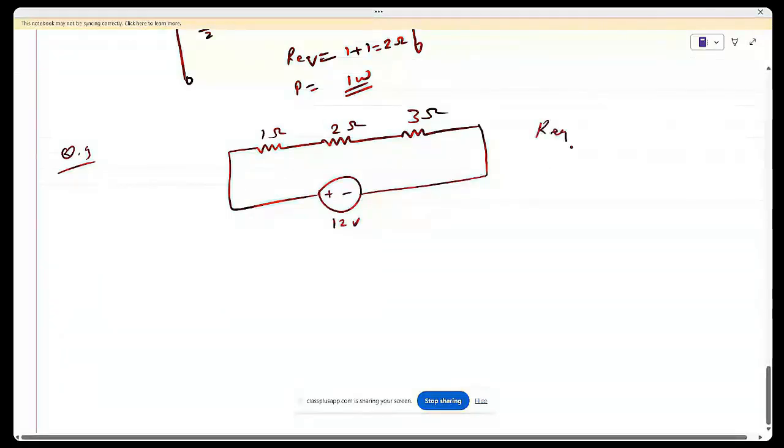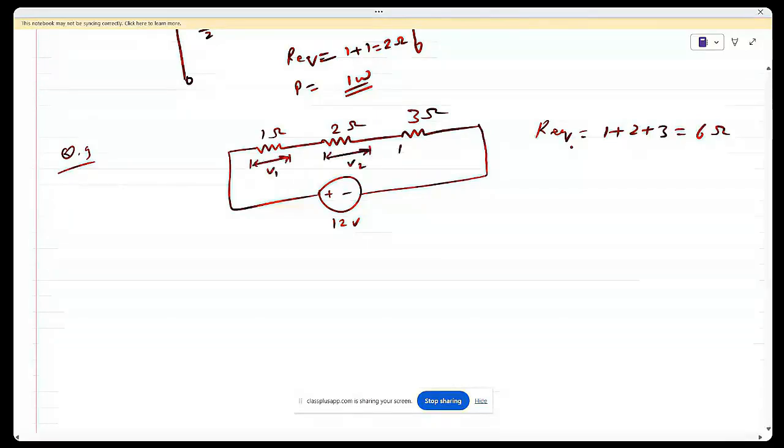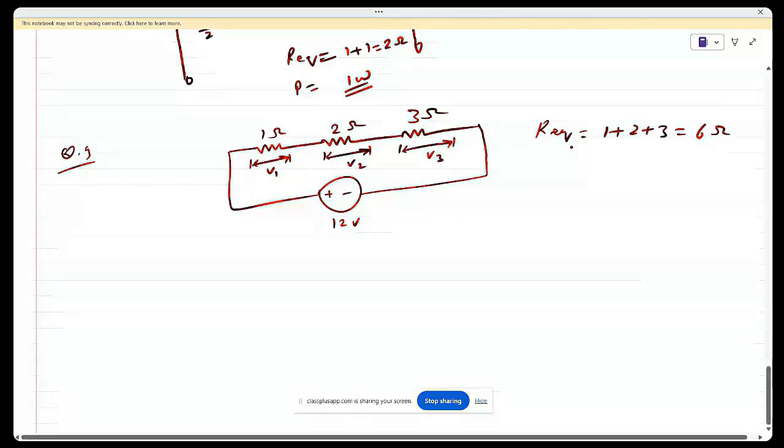Total resistance will be 1 plus 2 plus 3, so it is 6 ohm. And voltage across this 1 ohm, let's say this voltage is V1. Voltage across this 2 ohm, let's say this voltage is V2. Voltage across this 3 ohm, let's say it is V3. So here we can apply the voltage division rule for finding V1.